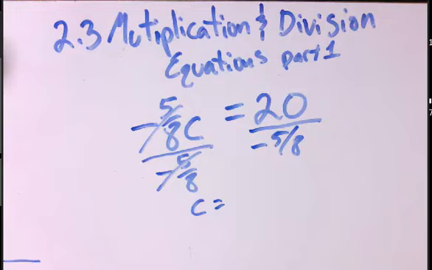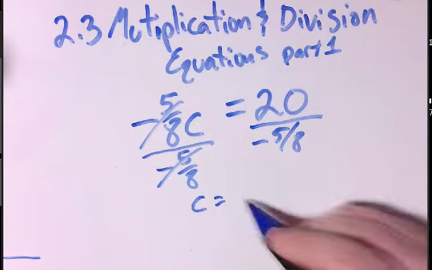So when we run that through, we just do 20 divided by a negative 5/8, and that is going to give us a negative 32.